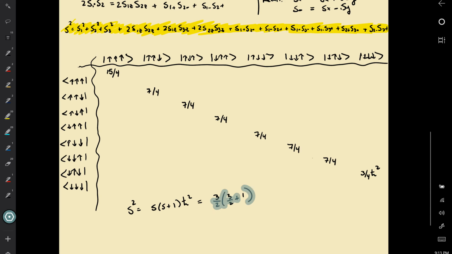Okay, let me get rid of this. And then we can start looking at some of the cross terms. So, say we start with the top row, of course.